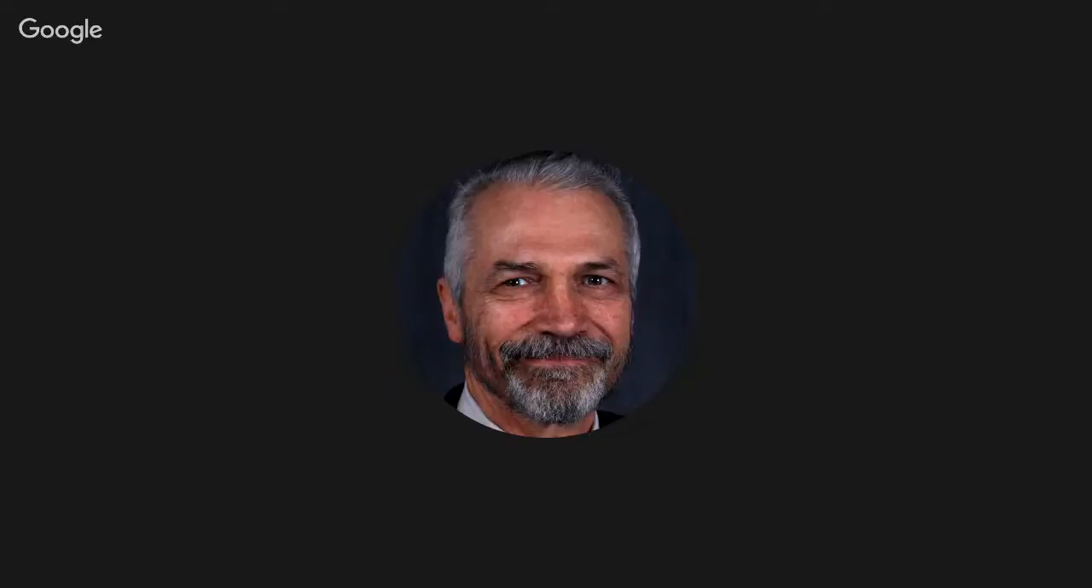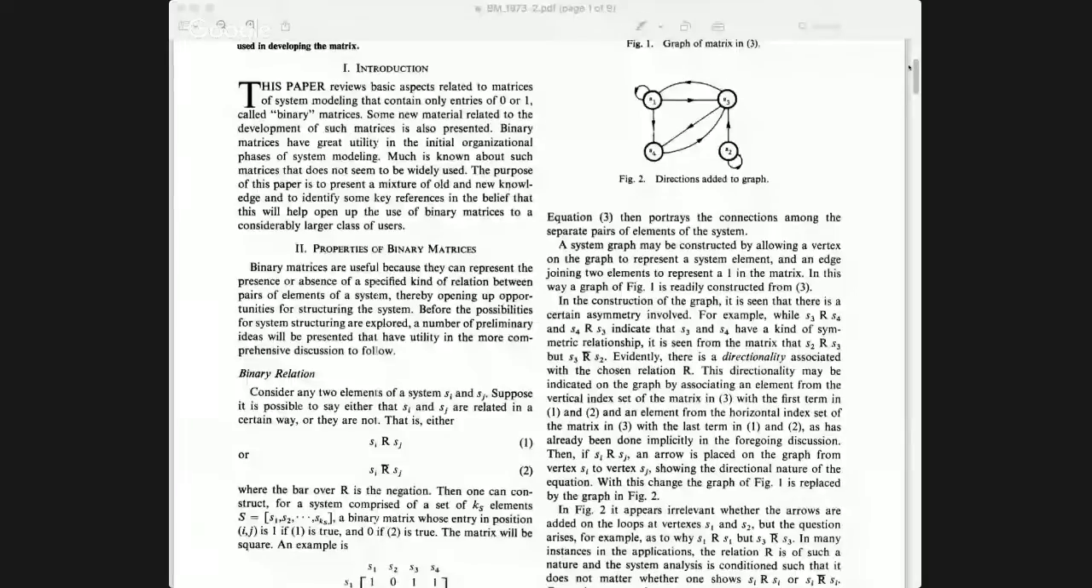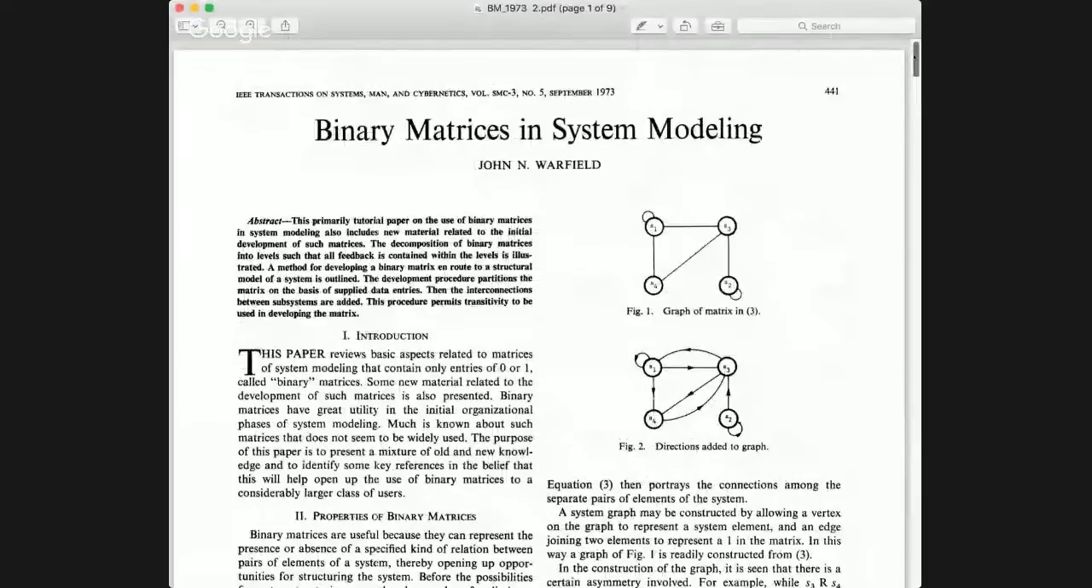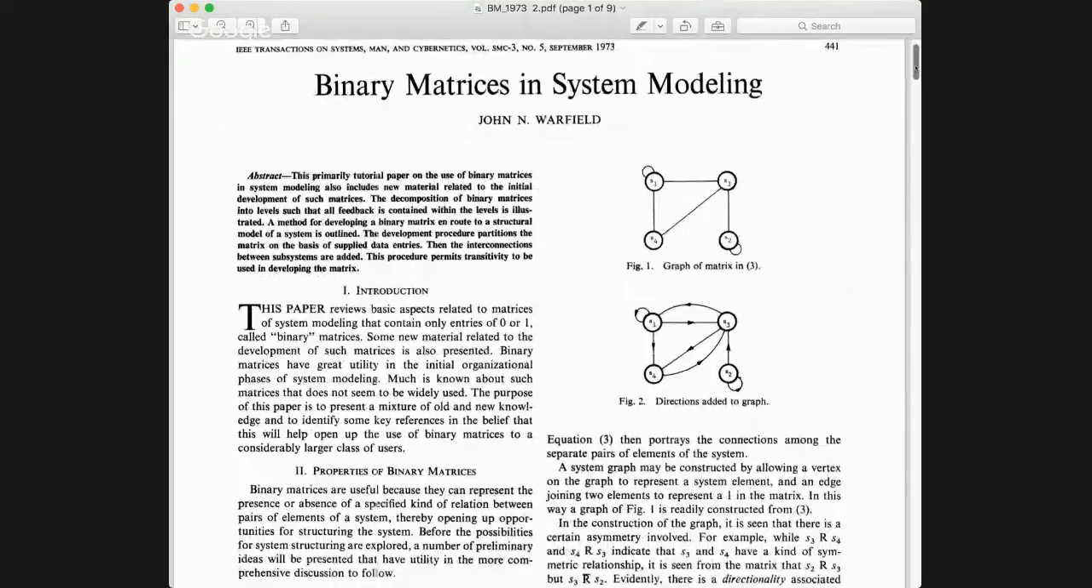All right. So this is a copy of the paper that Warfield wrote and published, 73, Binary Matrices and System Modeling. You'll notice here that this is connected, and it's not a directed graph. It just is non-directional, just a general graph. But then figure 2, directions. It's a directed graph.